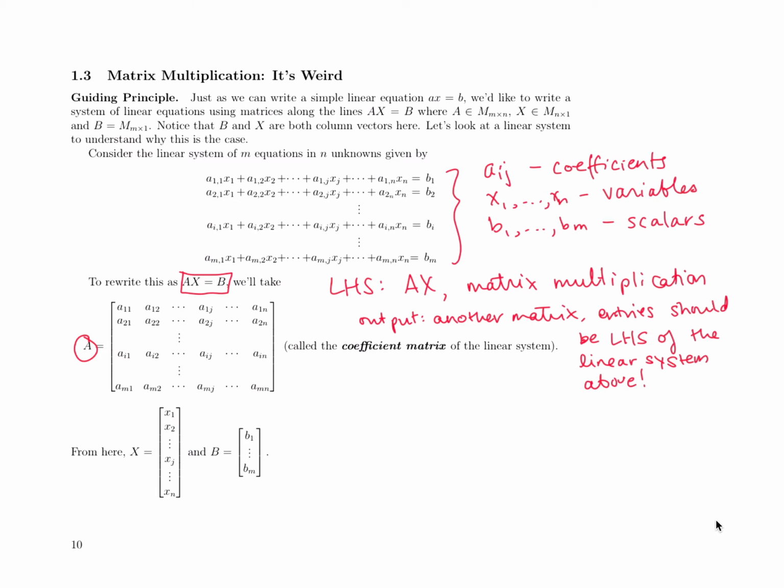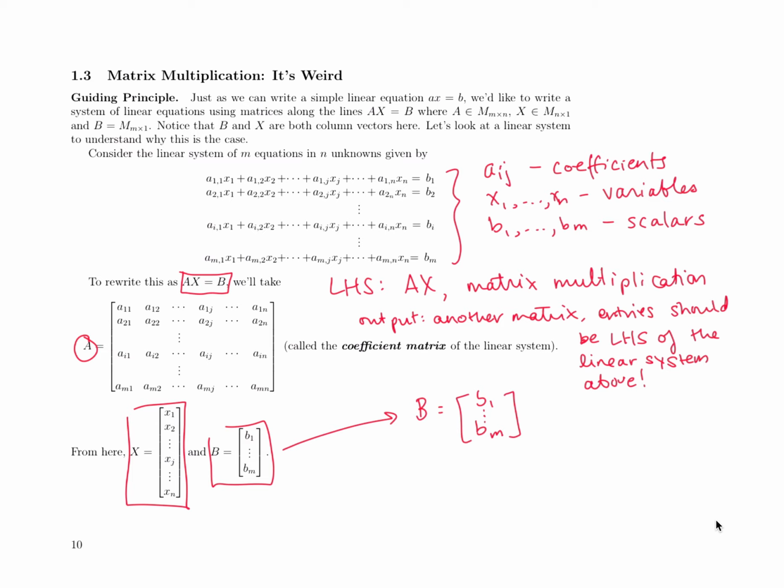So this kind of forces us to define matrix multiplication in a certain way so that we recover part of our original linear system. And then, of course, you can imagine the matrix B, it's just going to have the scalar b's as its entries. And the matrix X is the vector of the n variables that we have.